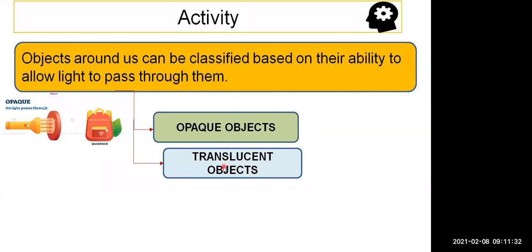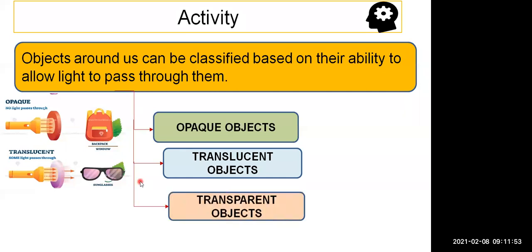Next is a translucent object. Here only some amount of light could pass through it. If this is the object, only a few lights could pass through it, and that is why this object is called a translucent object. Examples are sunglasses. And the last one is the transparent object. Here all the lights could pass through the object, and that is why we call it a transparent object. An example is a window. Let's revise this once again.